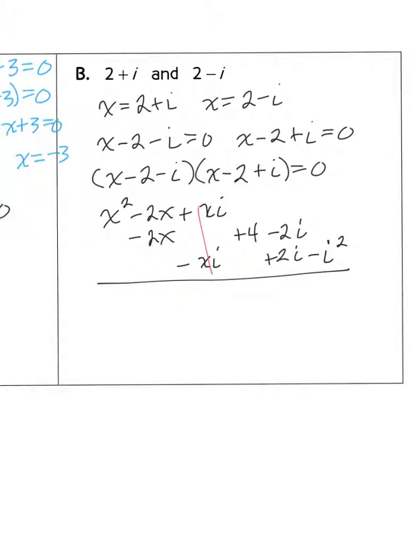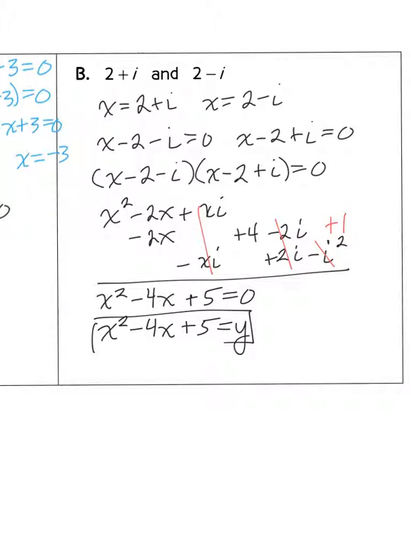Then these cancel, this becomes a plus 1, and you end up with x squared minus 4x, and then this 4 and this 1 gives you plus 5 equals 0. Replace 0 with y, and you're done. So do your homework. Good luck.